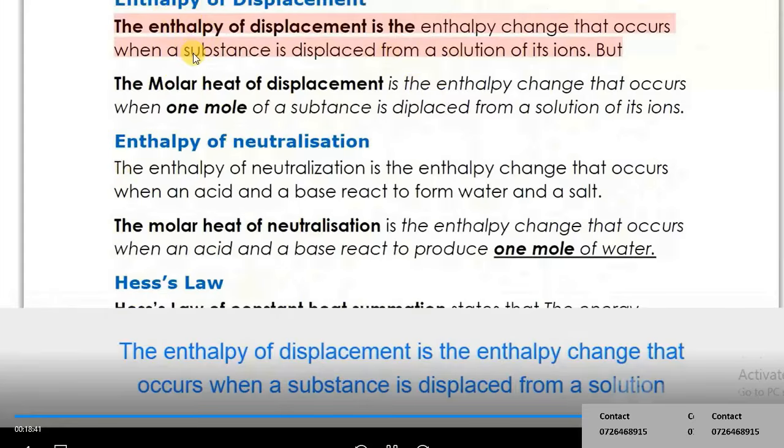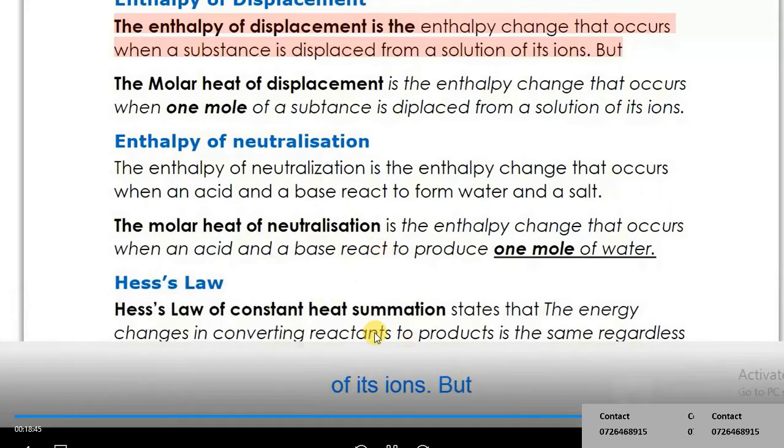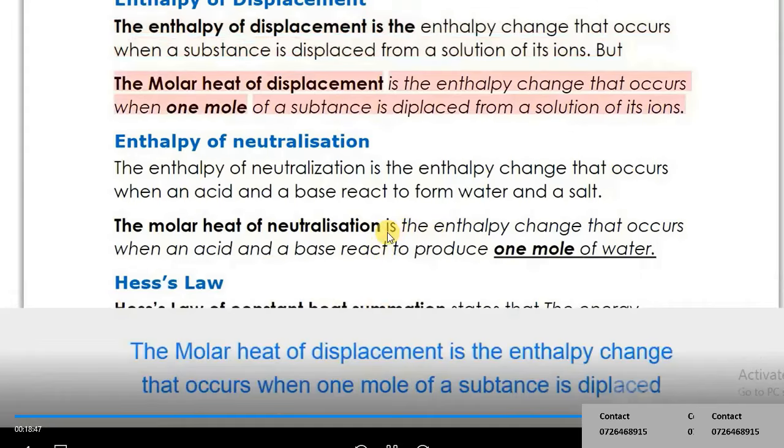Enthalpy of displacement. The enthalpy of displacement is the enthalpy change that occurs when a substance is displaced from a solution of its ions. But the molar heat of displacement now is the enthalpy change that occurs when 1 mole of a substance is displaced from a solution of its ions. So you can note the differences when we talk about enthalpy of displacement and the molar heat of displacement.